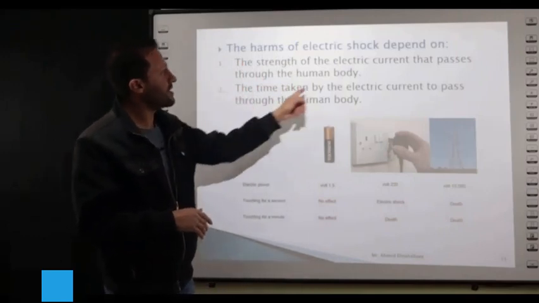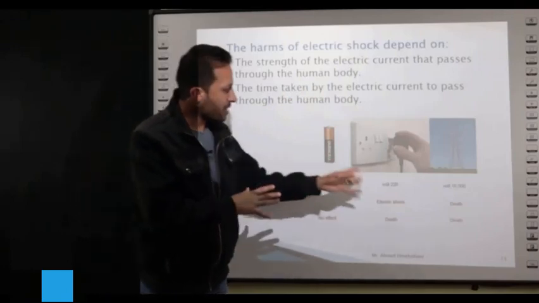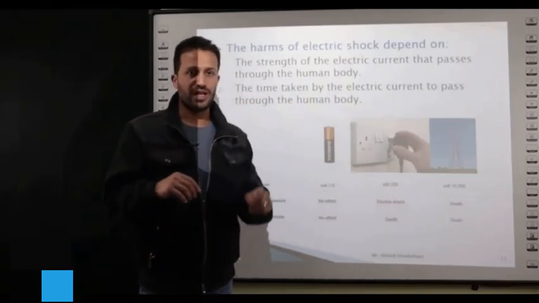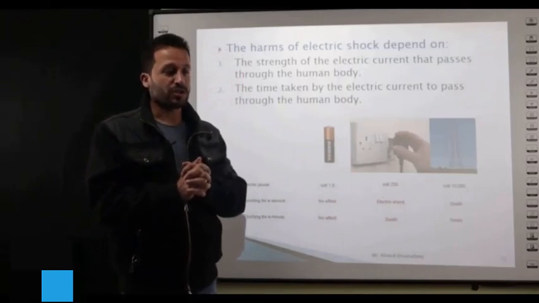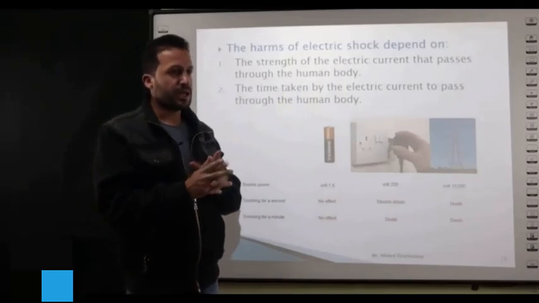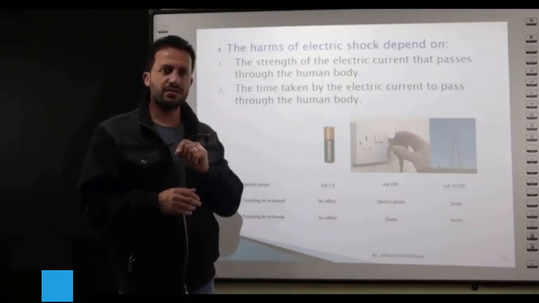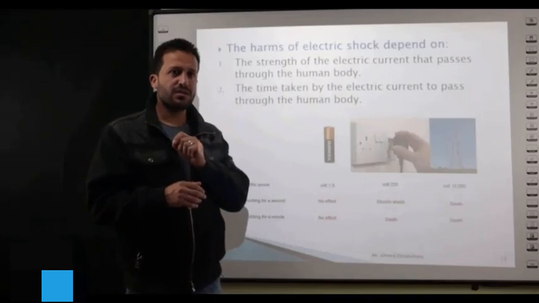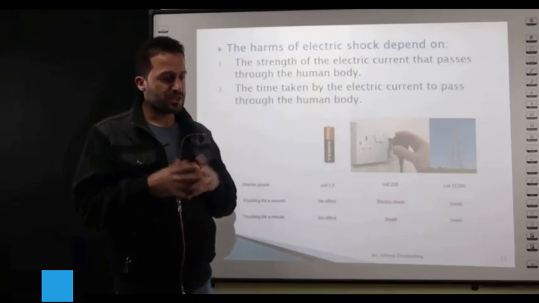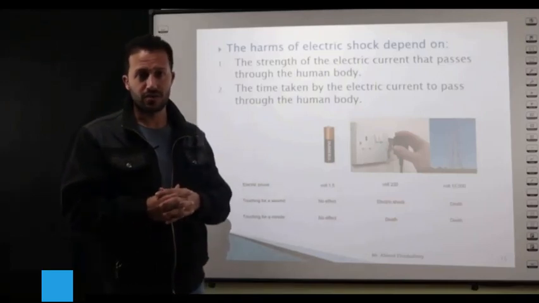Okay, number two, the time taken by electric current to pass through our bodies. We said that the amount of electric energy moving through the electric wires in our house is about 220 volt, and this is a large amount of electric energy. But if this happened for somebody and he touched the electric wires found in our house for 1 second, it will not cause a large damage. Maybe he will be shocked or fall down, but it will not lead to death, for example.